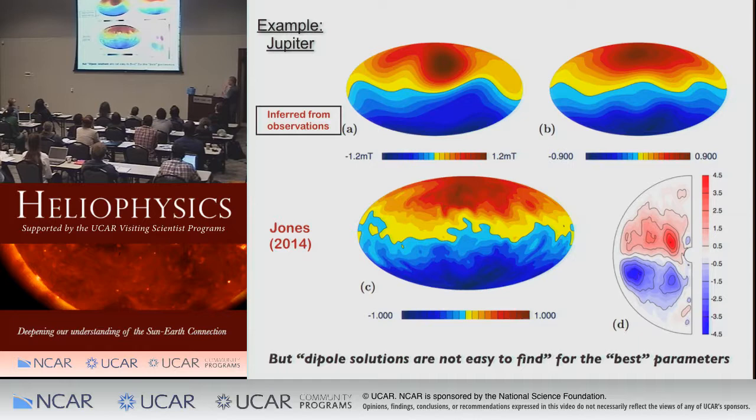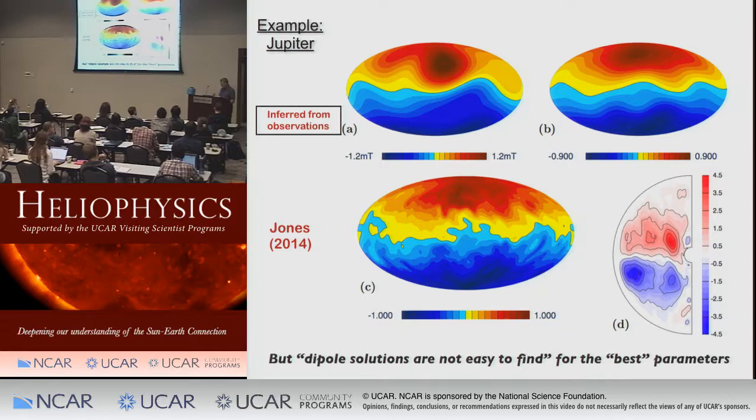Another example, Jupiter. Again, you can get simulations. This is the inferred field from observations. This is the simulated field. And they're in pretty good agreement. Similar field strength, similar morphology in terms of the different multipoles, dipole versus quadrupole versus higher order. This is the actual simulation, and then it's smoothed to, I think, spherical harmonic modes at L max of 8. Some of these look pretty good. But he was finding that dipole solutions are not easy to find for the parameter regimes you might guess are most fitting for Jupiter. So the message is that the simulations can reproduce fields pretty well. But again, is it for the right reasons? You have to be careful how you interpret them.